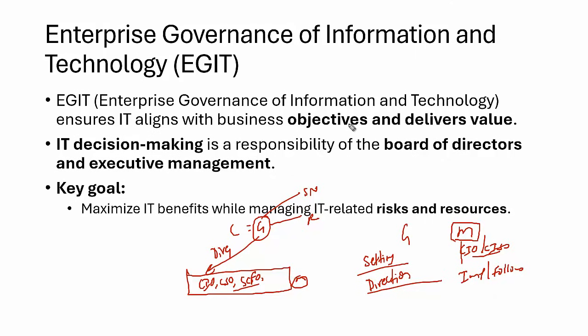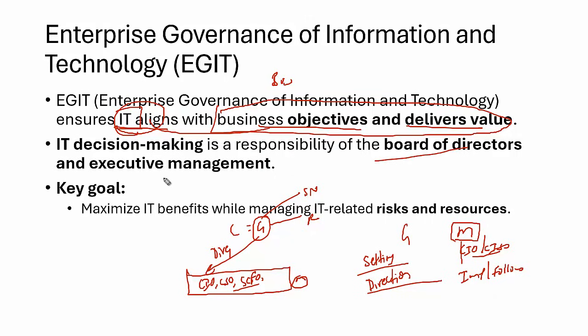So enterprise governance of IT ensures IT aligns with the business objectives and delivers value. The business objective is set by the board of directors, and the IT strategy is created by the CIO. The overall governance objective is to make sure the IT strategy aligns with the business objective. So whenever any question in the exam talks about the ultimate goal of IT governance or IT strategy, or how you can make the statement correct that the strategy is valid, the strategy is valid because it is aligned with the business strategies. Is it clear? And IT decision making is the responsibility of the board of directors and executive management.